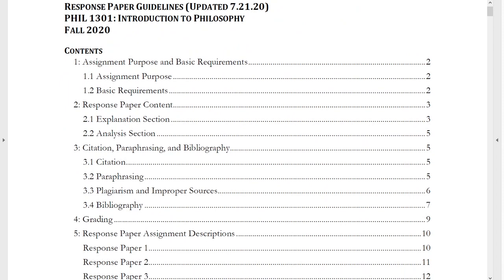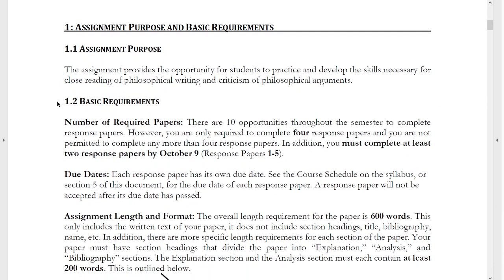Okay, so first, I want to say a few things about what the purpose of the assignment is and what the basic requirements of the response paper assignment are. The purpose of the assignment is to give you practice in developing the skills necessary to read philosophical writing and criticize arguments. So, in a sense, this is one of the most fundamental skills that you should get out of a course in the Introduction to Philosophy. And the purpose of this assignment is to give you the chance to do that over an extended period of time over the course of the semester.